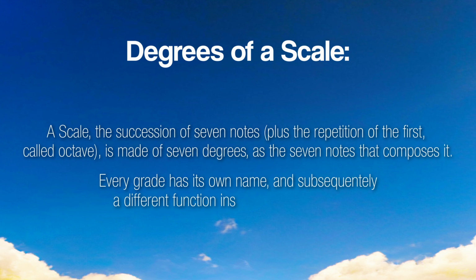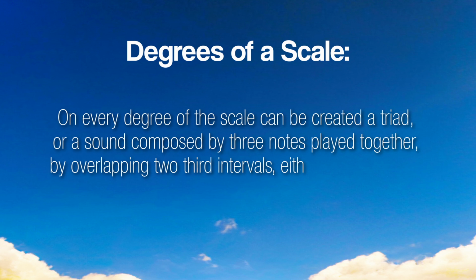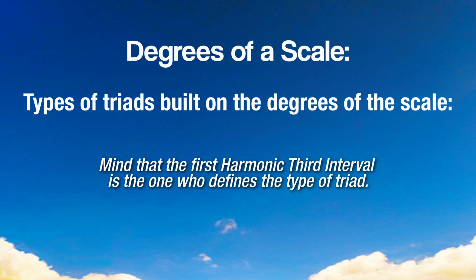On every degree of the scale a triad can be created, or a sound composed of three notes played together, by overlapping two third intervals, either major or minor. This brings us to the various triads that are built on the degrees of the scale. Mind that the first harmonic third interval is the one that defines the type of triad. Also mind that for now we will stick to the major scale.